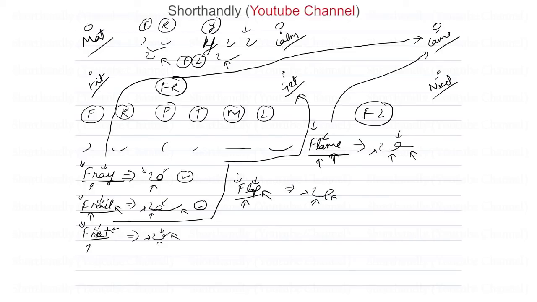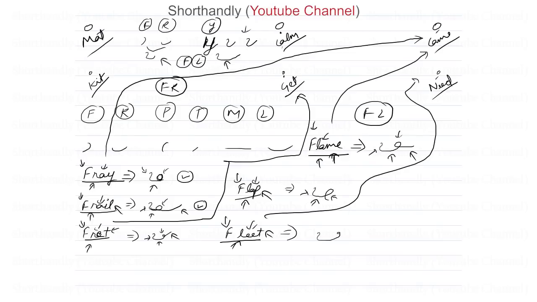Let's take another, the word fleet. Again we notice here we have F, then this L, then this E vowel, which is very similar to this one as in need, and then we have this final T. We're going to combine these. So overall the fleet word will be made like this. This is F, this is L, then this is E vowel, then we have this final T.